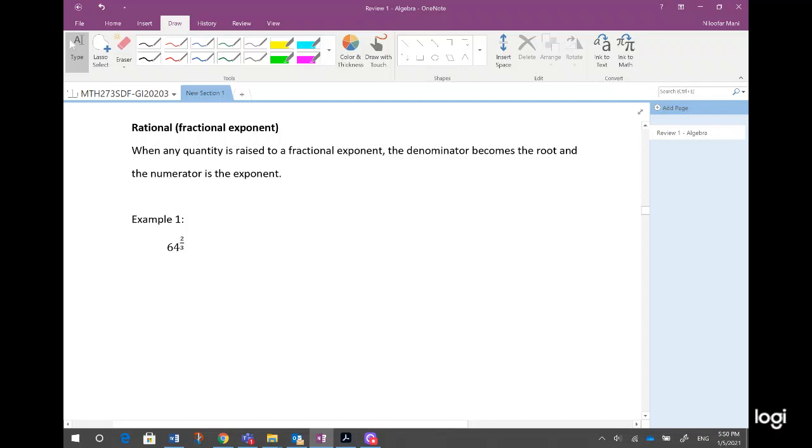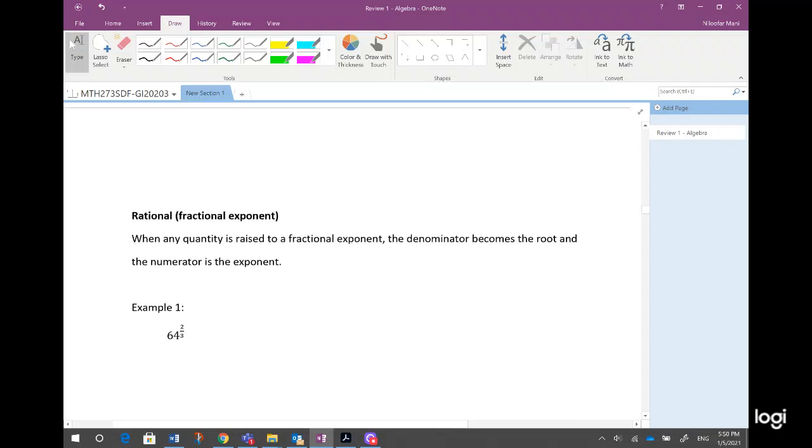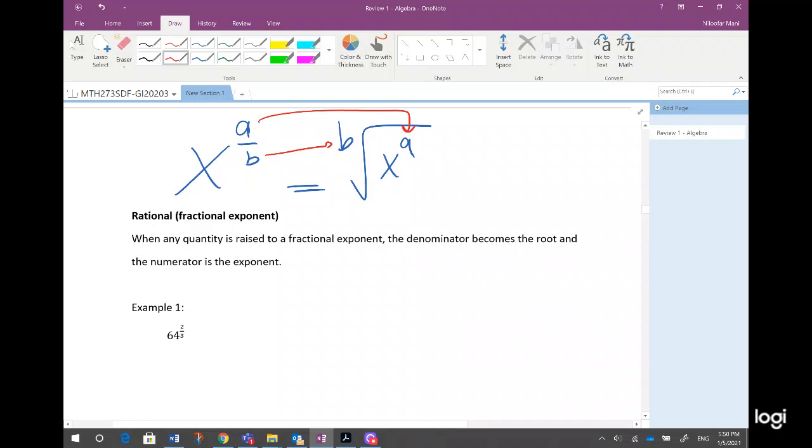Now, fractional exponent. When you have a fractional exponent, it's like that: x power a over b is the b-th root of x power a. The top one goes to the power, the bottom one goes to the root.